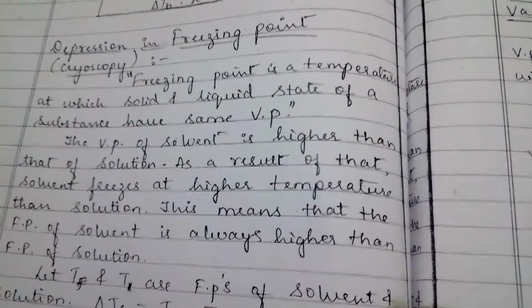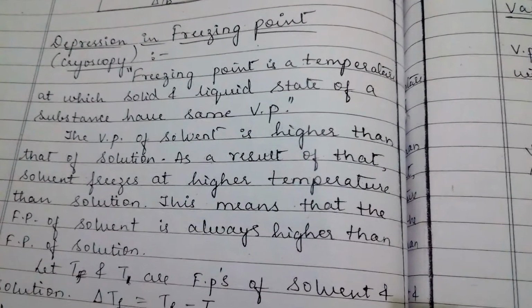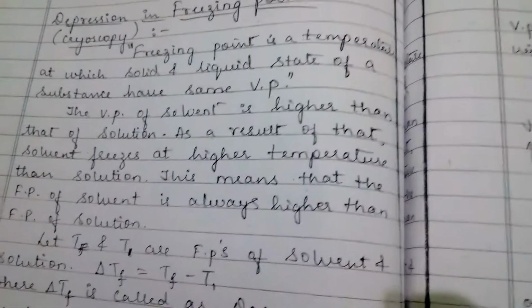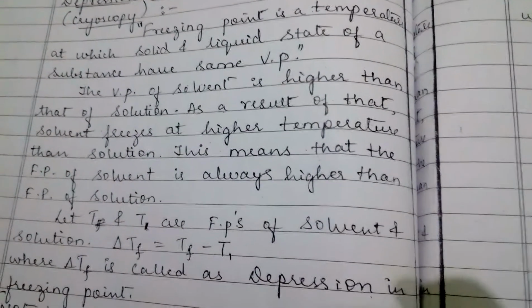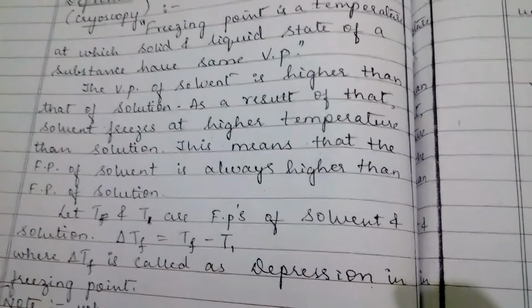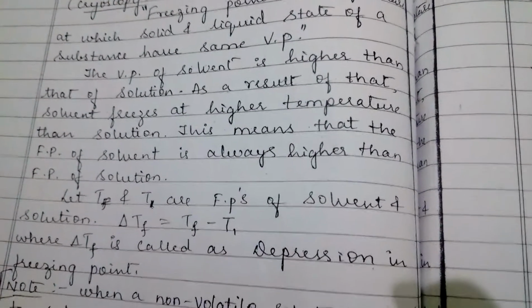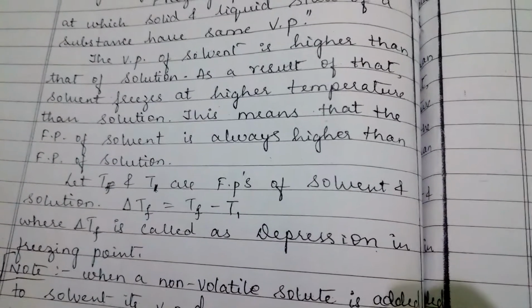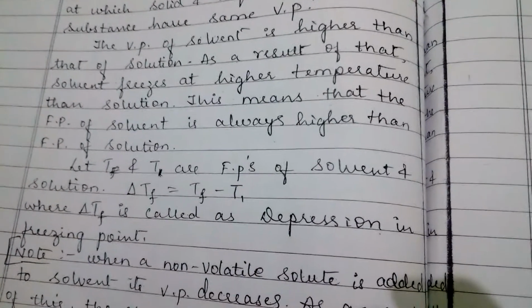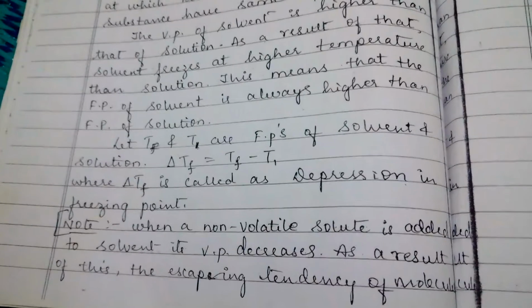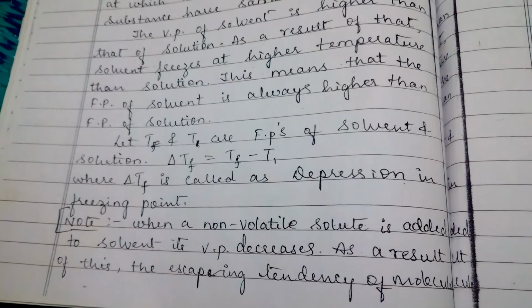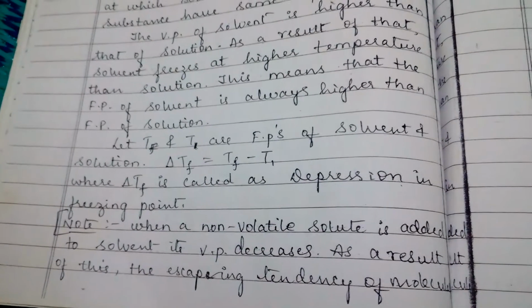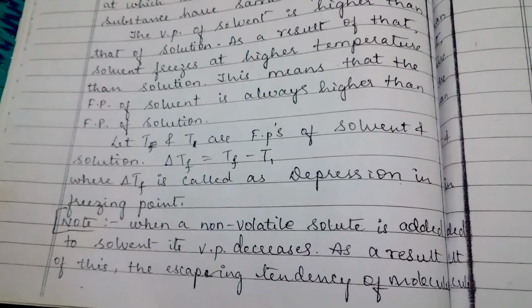Now let us discuss the next topic, that is, depression in freezing point or cryoscopic constant. Freezing point is the temperature at which the solid and liquid states of a substance have the same vapor pressure. The vapor pressure of solvent is higher than that of solution. As a result, solvent freezes at a higher temperature than solution. This means that the freezing point of solvent is always higher than the freezing point of solution. Like Tf and T1 are freezing points of solvent and solution. Therefore, delta Tf is equal to Tf minus T1, where delta Tf is called the depression in freezing point.